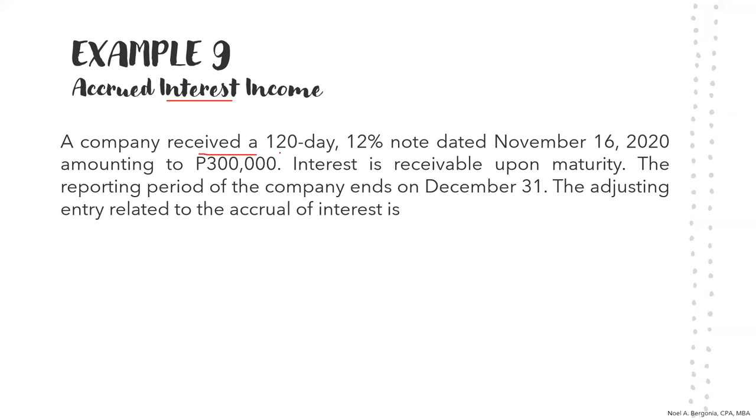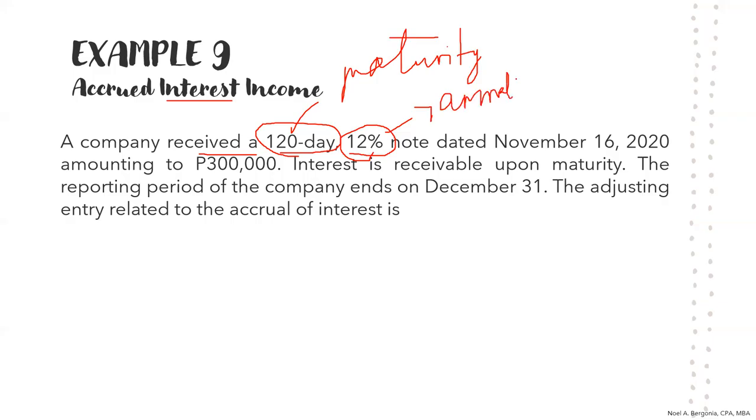Now, a company receives a 120 day note. So gaya kanina, this 120 day is your maturity. Magmamature na ng 120 days yung ating promissory note, which has an interest rate of 12%. Okay, so the 12% is good for 1 year or annually. Now, dated November 16, 2020. So that's the start date, amounting to 300,000. The interest is receivable upon maturity, so makukolekta pa natin yon after 120 days.